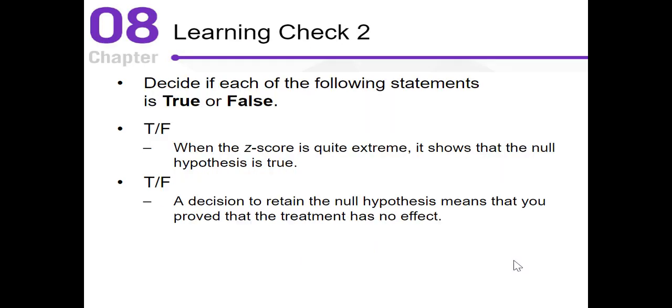So here's a second learning check. True, false. When the z-score is quite extreme, it shows that the null hypothesis is true. Or true, false. A decision to retain the null hypothesis means that you prove the treatment has no effect. I'll give you a few moments to think about the correct answer.